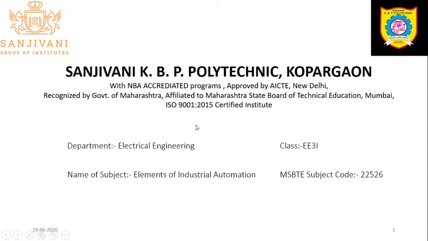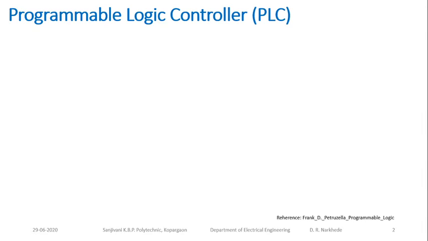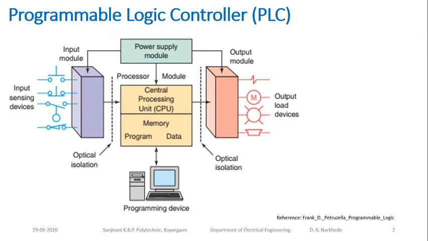Hello students, in the previous lecture we have discussed the programmable logic controller and its basics. Now in this session we will discuss the various components or various parts of the PLC. A programmable logic controller consists of four major parts: one is your input module, second is your processor, and third is your output module and power supply.